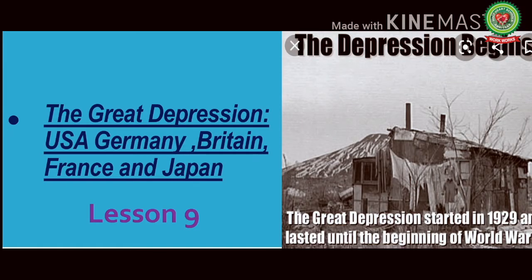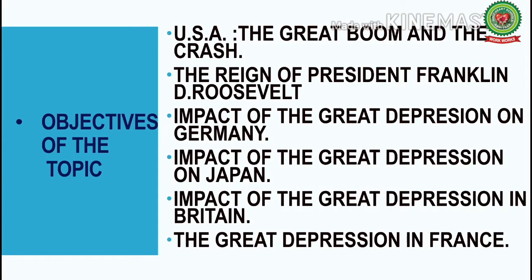Good morning, students. Today we are going to start a new topic of world history, the Great Depression in USA, Germany, Britain, France and Japan, which took place in 1929. Before we start our topic, let's discuss broadly the objectives of the topic.